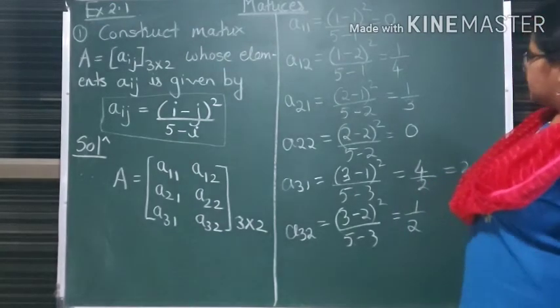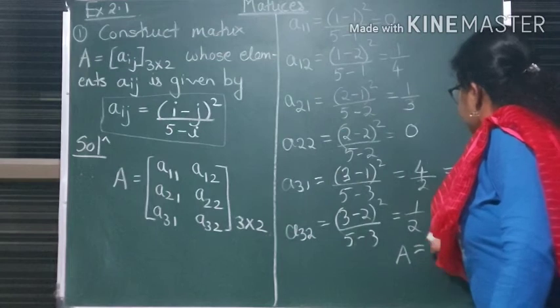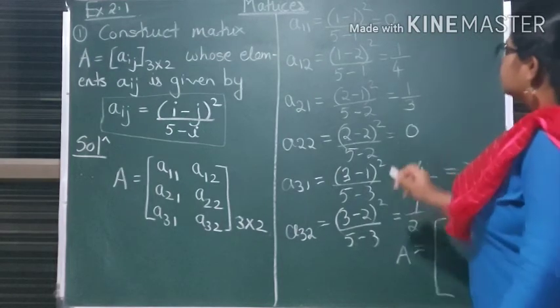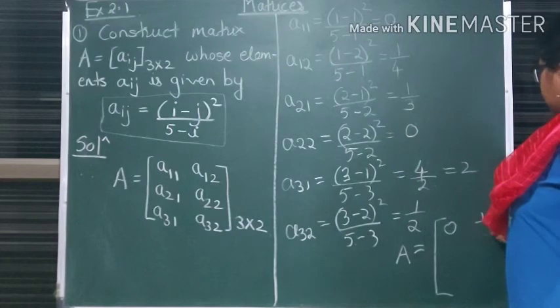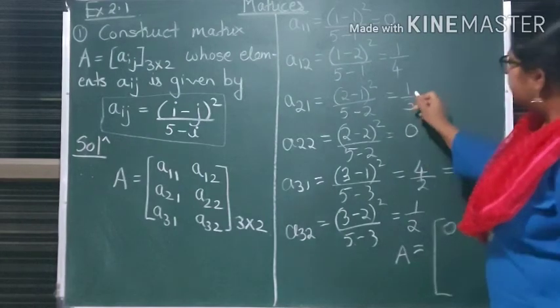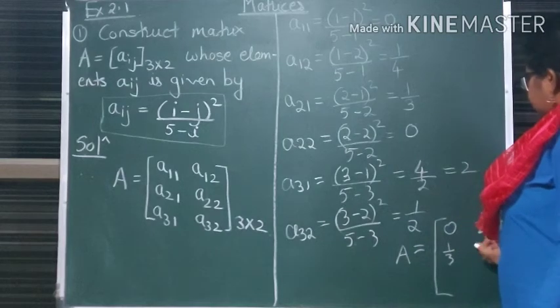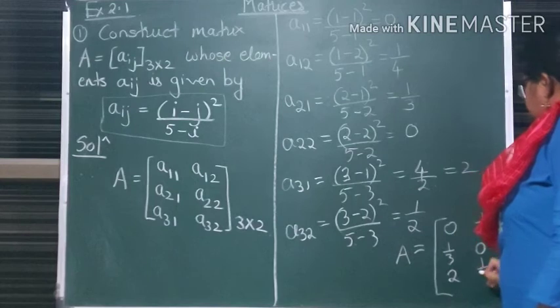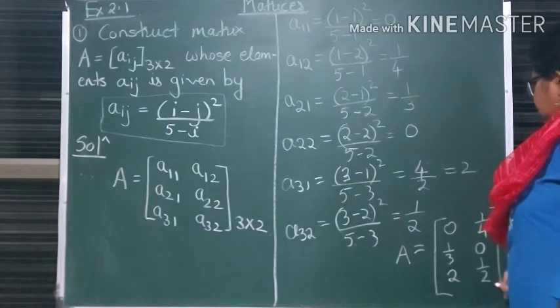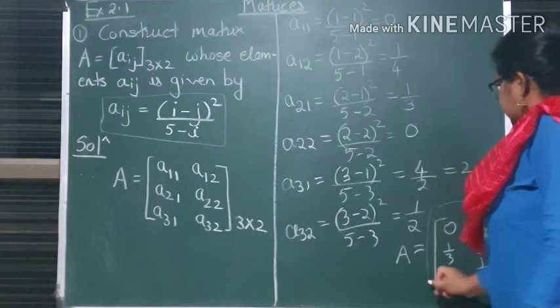Okay. So, what is your matrix A? I will write here. A is equal to, first write a11, it is 0. a12, it is 1 by 4. Then a21, it is 1 by 3. a22, it is 0. Then a31 is 2 and a32 is 1 by 2. So, this is your answer. This becomes your matrix A.